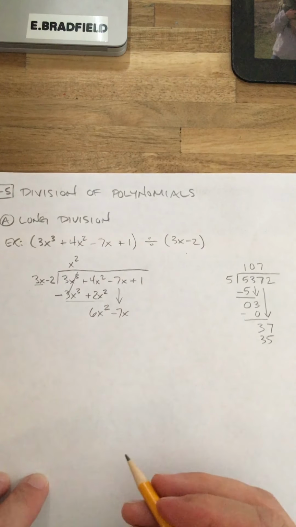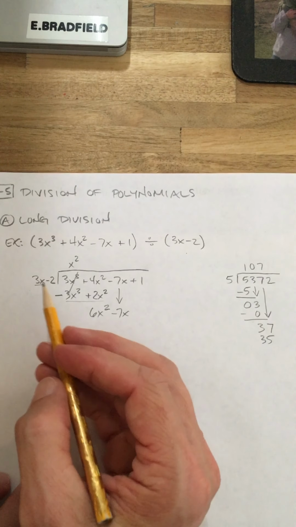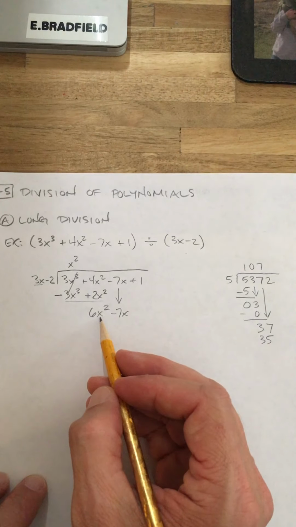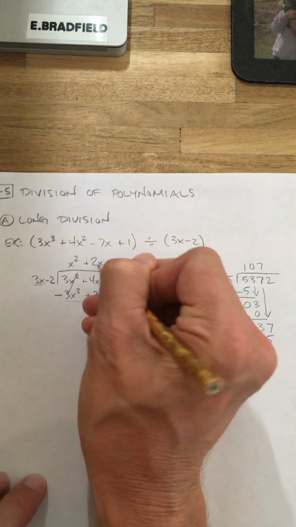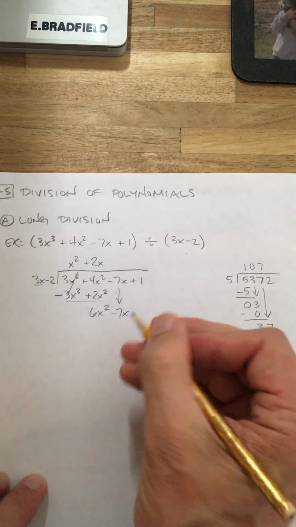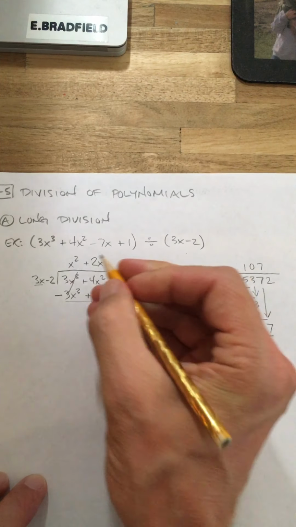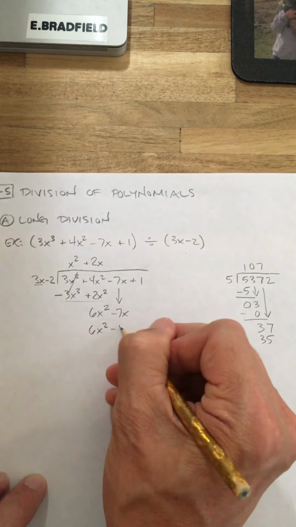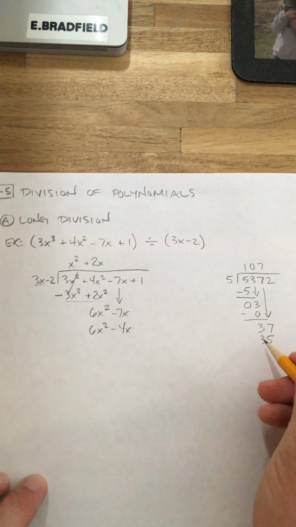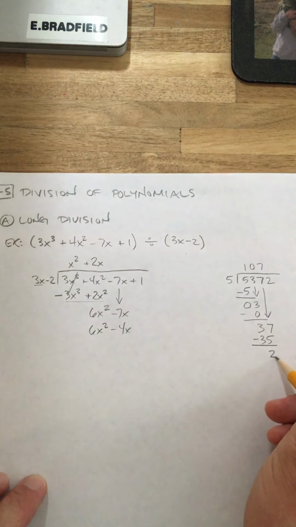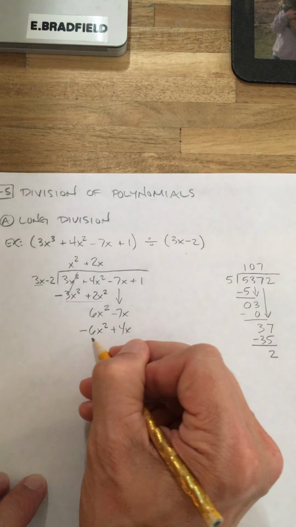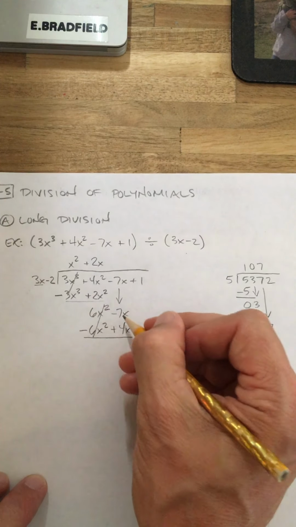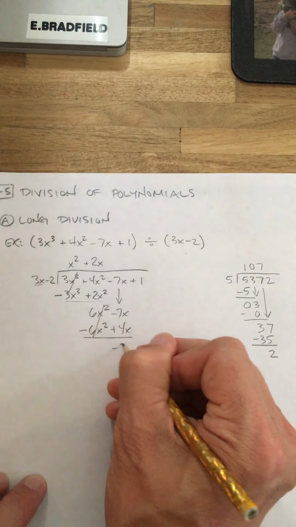We'll do the same thing over here. 3x times what gives you 6x squared? Plus 2x, so put a plus 2x. Now multiply: 2x times 3x is 6x squared, and 2x times negative 2 is minus 4x. Back over here we subtract, so you get 2. Subtracting that turns into a plus. Those cancel, and negative 7x plus 4x is negative 3x.